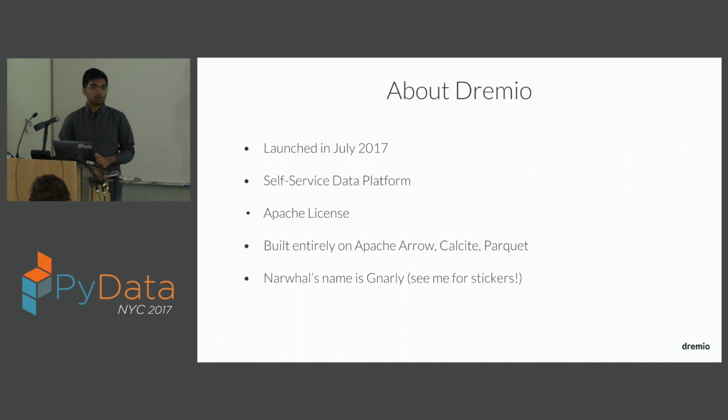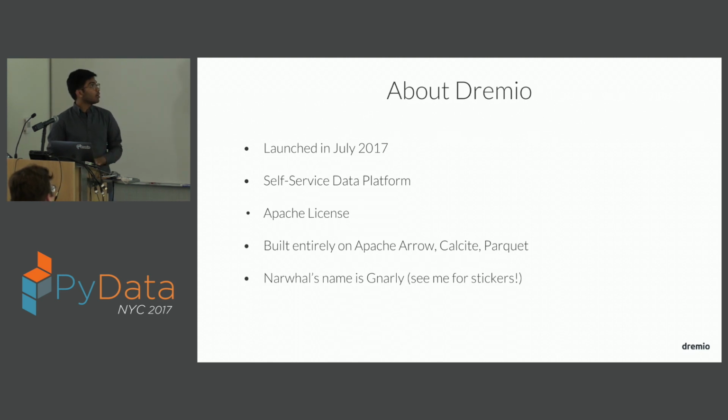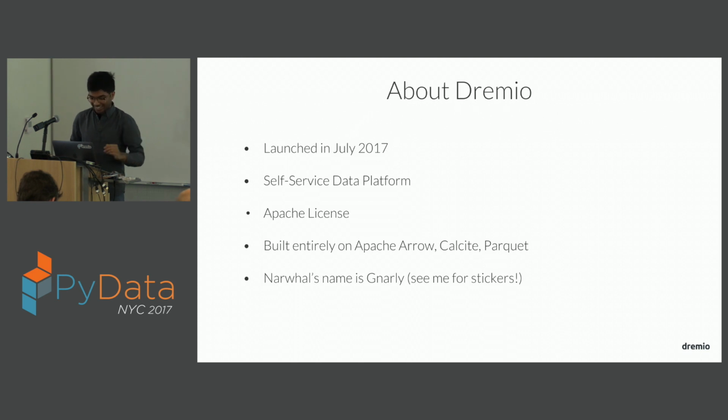We are a self-service data platform, and we are open source. I'll get into the details of the self-service data platform when I'm doing the demo. We are also built on other open source technologies like Calcite. We use Calcite extensively in planning. We use Arrow extensively in our execution engine. And I have a lot of stickers. Our mascot is a narwhal, and you can get some of those. I have Arrow stickers as well.